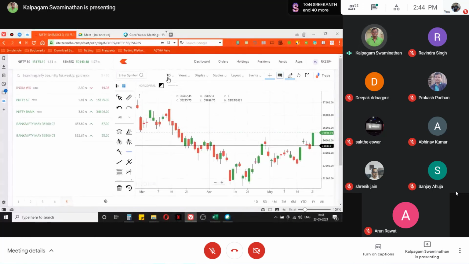The reason we mark this line at the opening price of the day is to find out whether price action is trading above or below the open price. If it is trading above the open price, obviously it means that it's forming a green candle and we are supposed to look for a buy trade, or in options terms, buy a call option. If price action is trading below the open price, we look for a put option or a sell trade. If you're trading stocks, you take a sell trade.